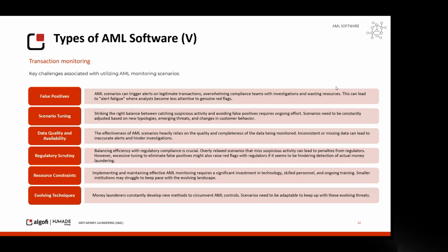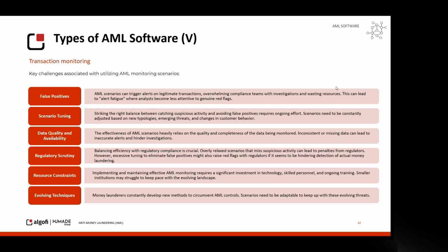Regulatory scrutiny. Balancing efficiency with regulatory compliance is crucial. Overly relaxed scenarios that miss suspicious activity can lead to penalties from regulators. However, excessive tuning to eliminate false positives might also raise red flags with regulators if it seems to be hindering detection of actual money laundering. So it's very important to find a balance between the two.